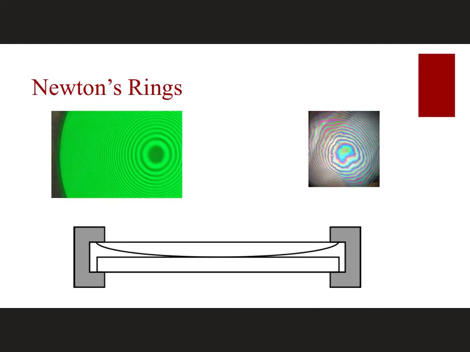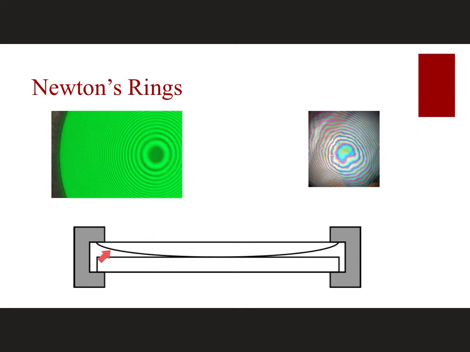Another really common example is something called Newton's rings. Now this was first used by scientists when they were trying to make lenses back in the 1800s, before they had precise measurement tools. So if you see here on the top, I've got a plano-convex lens. Plano means flat on one side, curved on the other.